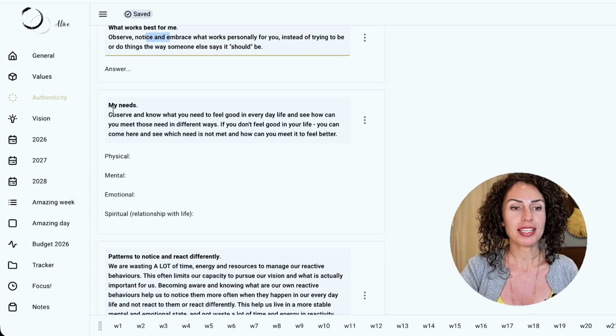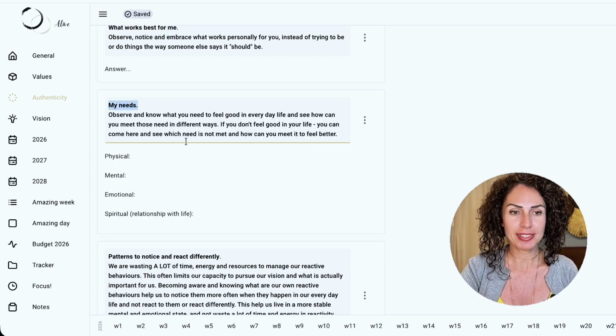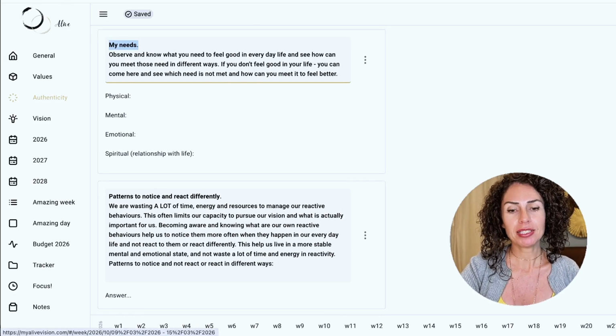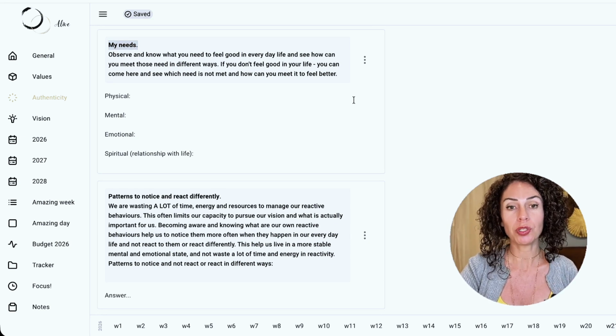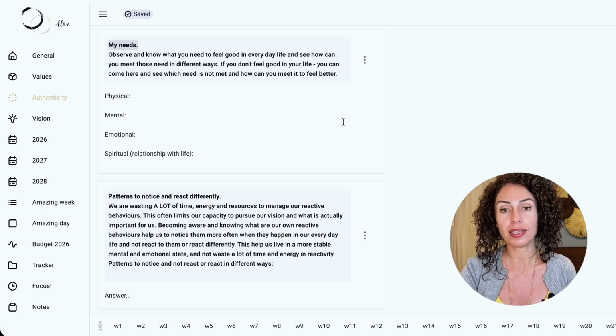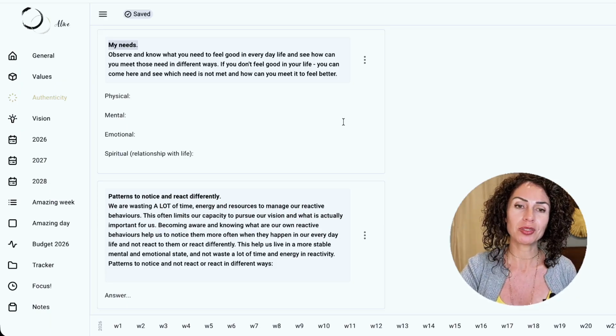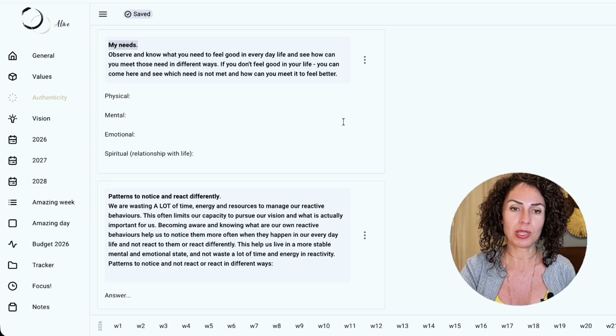The next part is defining your needs. And here the main idea is to write down everything that you need to feel good in your everyday life. And as I said in the beginning, some of you might already know what that is, and some of you might have difficulties defining your needs. But you can just start writing down some of those things, and with time, you will start to observe them a little bit better, and you will be able to define them a little bit better.